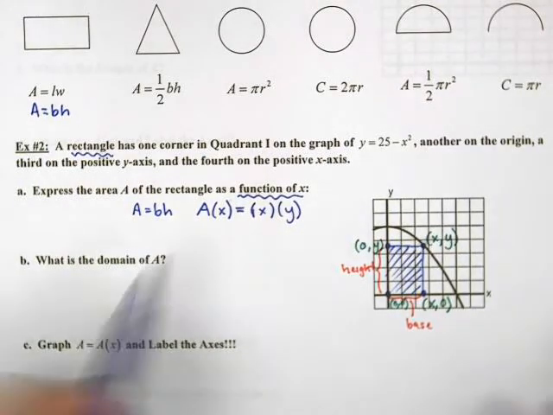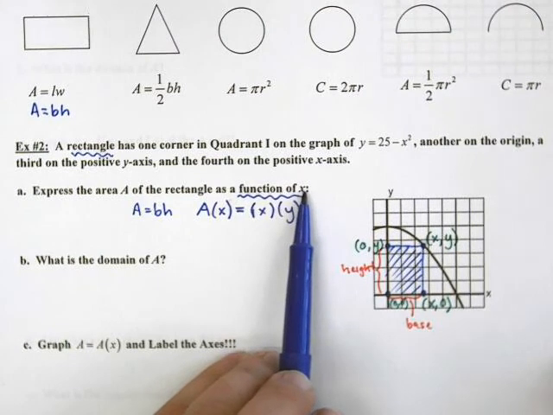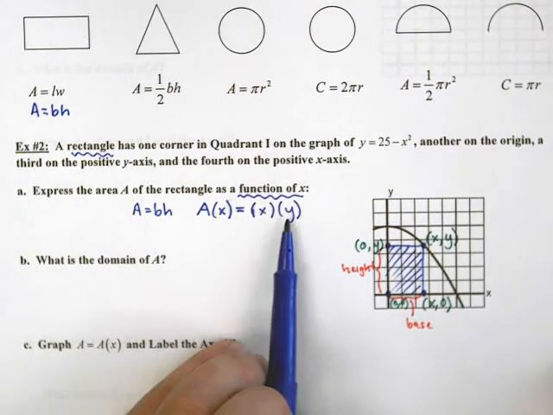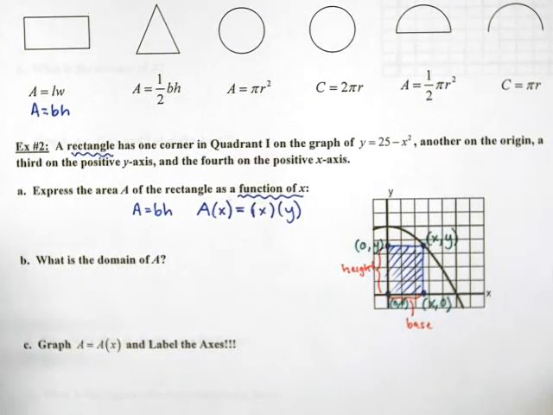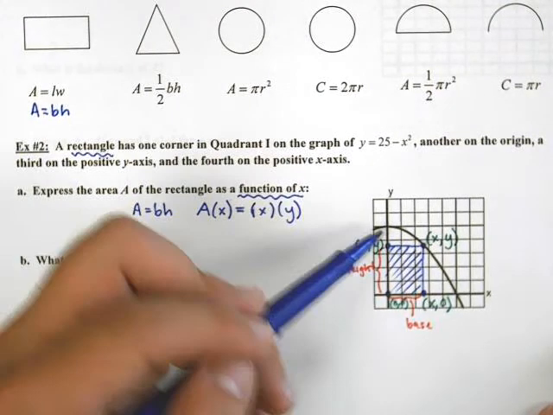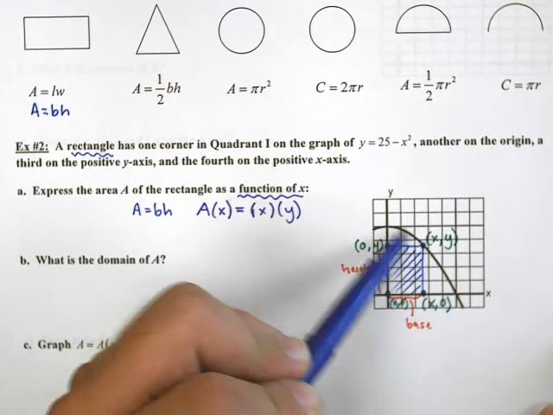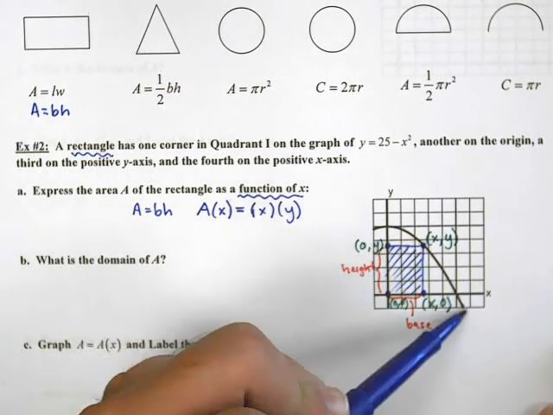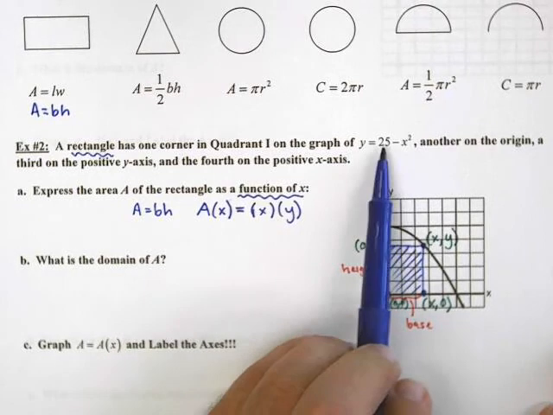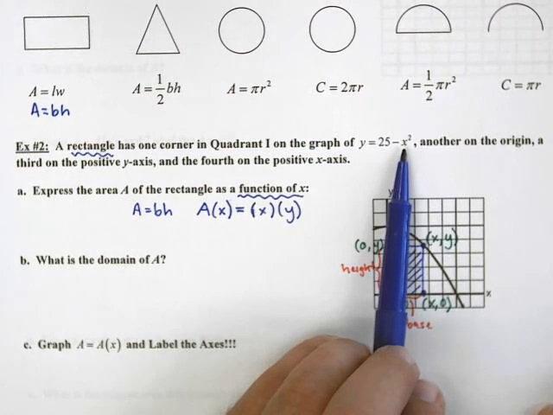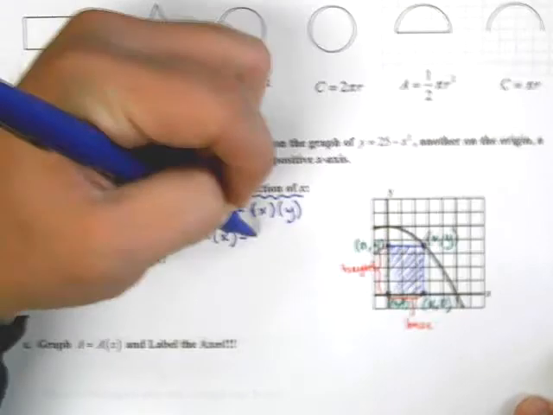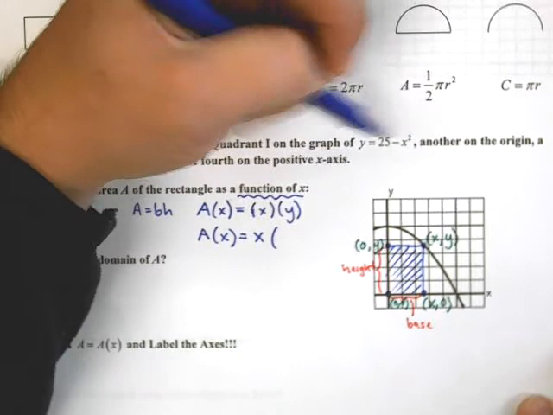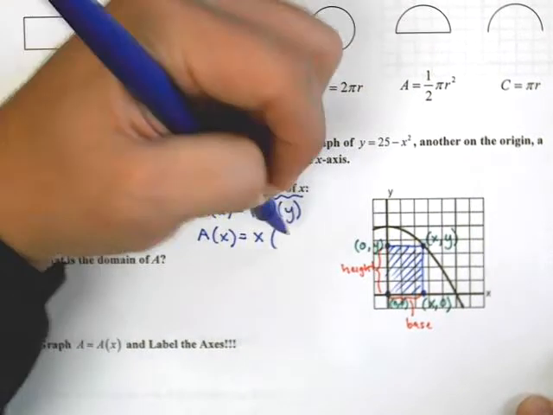Last thing, again, function of x. I'm not allowed to use this y. If I'm going to be a function of x, then I can only use x's. Hopefully you can make the connection that my y value is going to be somewhere on the equation that I already graphed, which was 25 minus x squared. So what I can actually do is completely replace the y with my y equation.